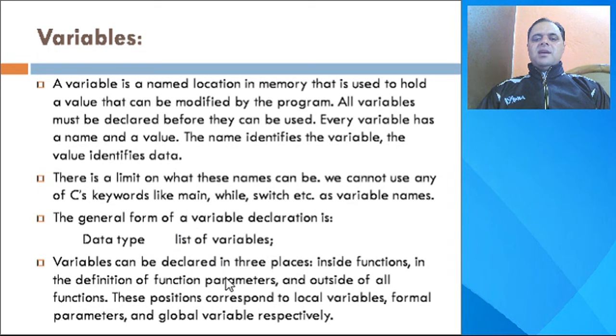Variables can be declared in 3 places. We can declare a variable in 3 places in our program: inside a function, in the definition of the function parameters, and outside all the functions.